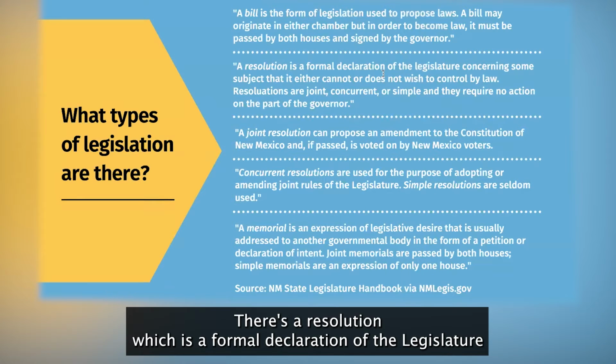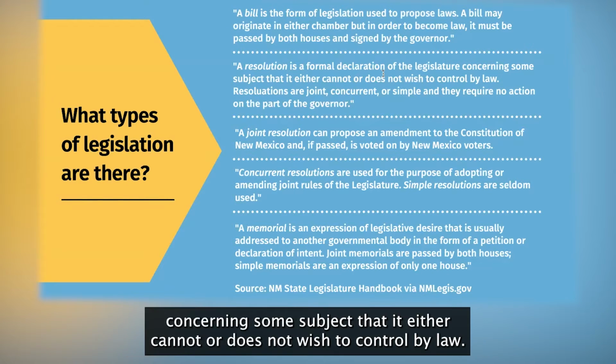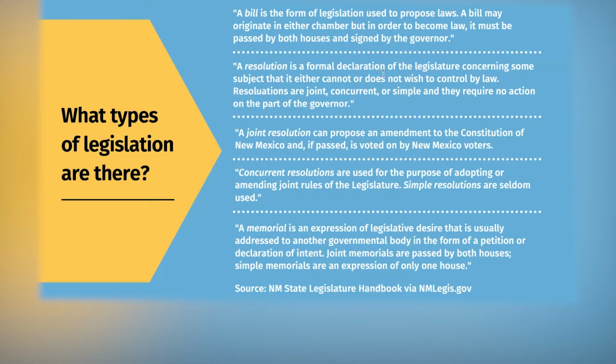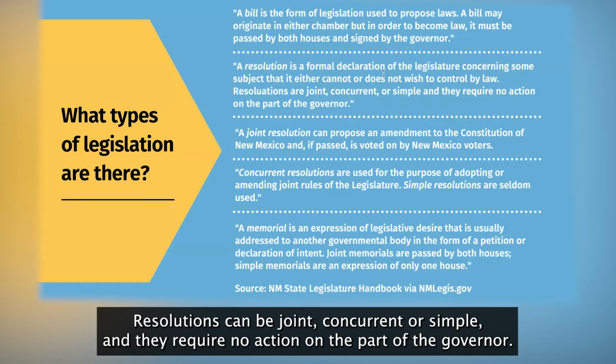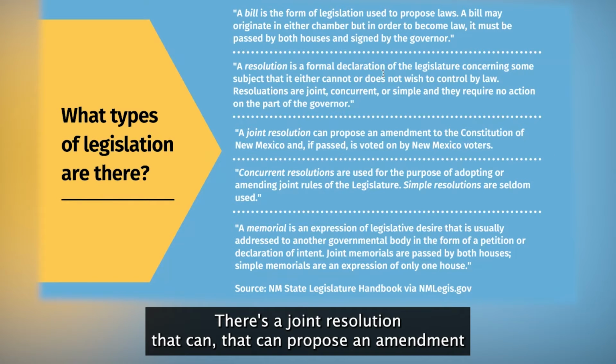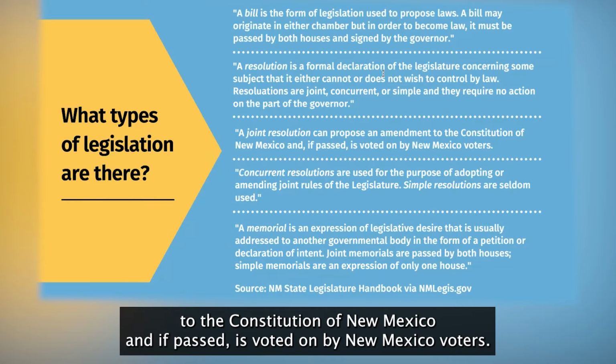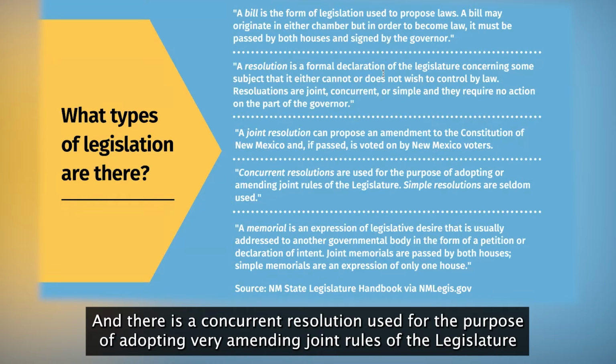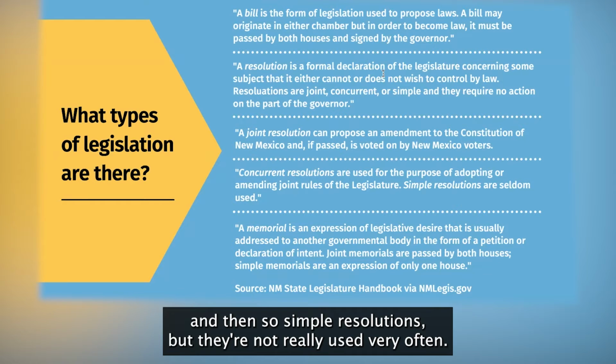There's a resolution, which is a formal declaration of the legislature concerning some subject that it either cannot or does not wish to control by law. Resolutions can be joint, concurrent, or simple, and they require no action on the part of the governor. There's a joint resolution that can propose an amendment to the Constitution of New Mexico, and if passed, it is voted on by New Mexico voters. And there's a concurrent resolution used for the purpose of adopting or amending joint rules of the legislature, and then simple resolutions, but they're not really used very often.